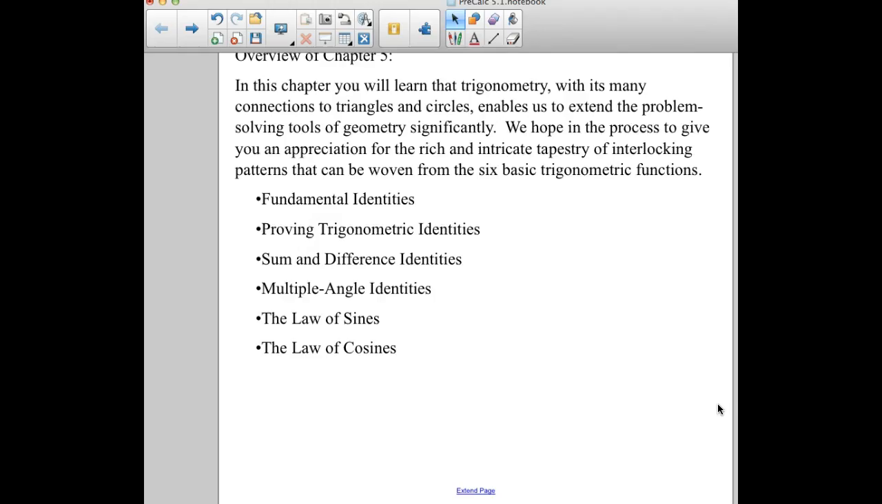So we are going to split this into 2 parts. We will test on the first 3 objectives here, looking at the fundamental identities, proving trig identities, and looking at the sum and difference identities. And then in the second half, we'll deal with multiple angle identities and law of sines and cosines.